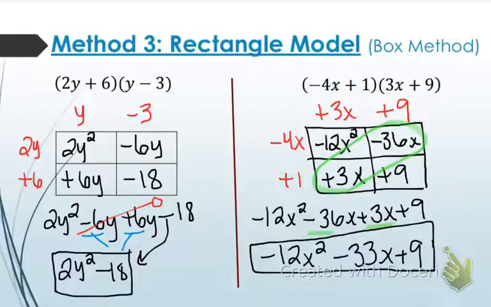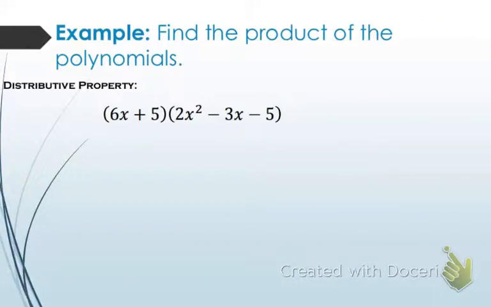It's pretty neat. You can organize everything, understand how to multiply things. But what happens when you have a binomial times a trinomial? So now the problems are getting a little bigger. Now, when it comes to bigger problems like this, there's only two ways you can do it. Either use the distributive property or the box method. Okay. So let's go ahead and do the distributive property.